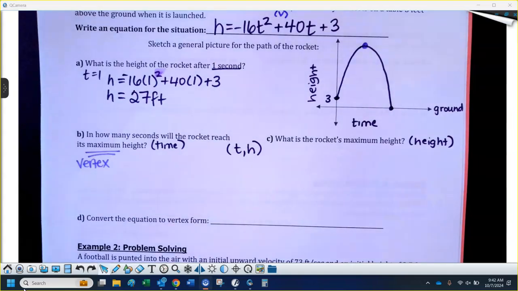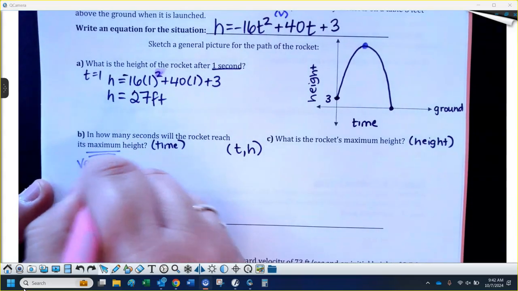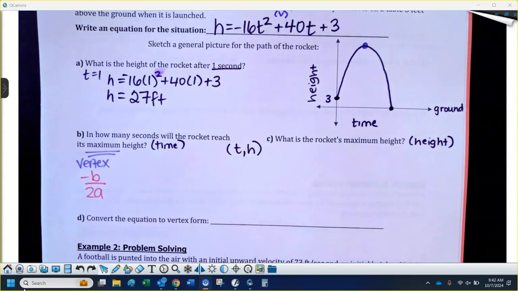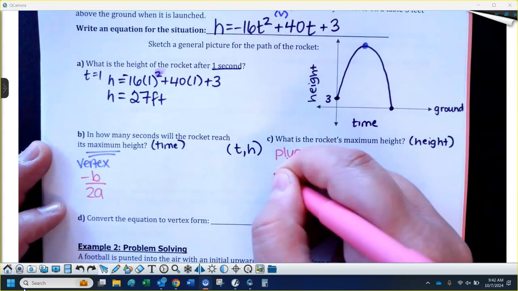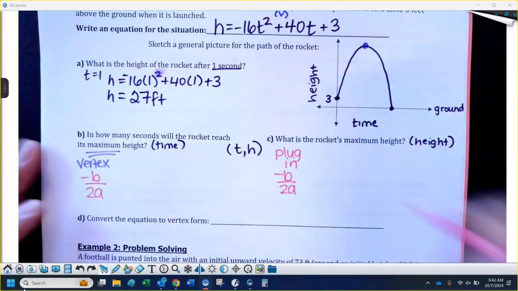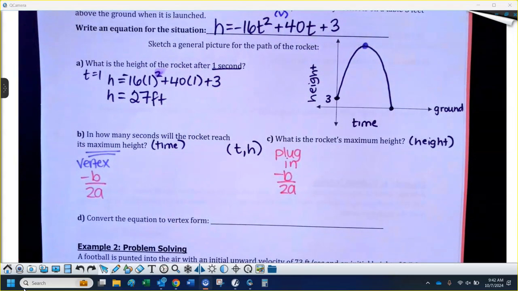Yes, yes. Okay, so this is -b over 2a. That'll give you the x-coordinate, which is the time. And for this part, you're just going to plug in -b over 2a, because it'll give you the time for part B, and then to get the height, we're just going to plug that in.